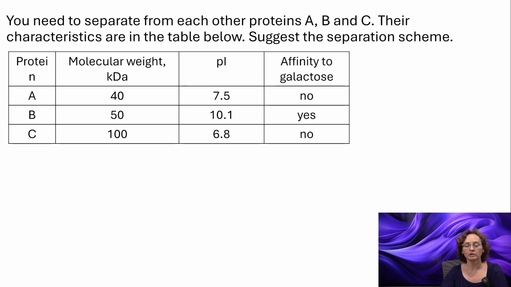In this problem, we are asked to suggest the separation scheme to separate three proteins A, B, and C from each other. And you're provided with some protein characteristics such as molecular weight of each protein, their pI values, and their affinity to galactose, so ability to bind to that sugar. And so, of course, you will not be able to separate all three of these proteins just using one method.